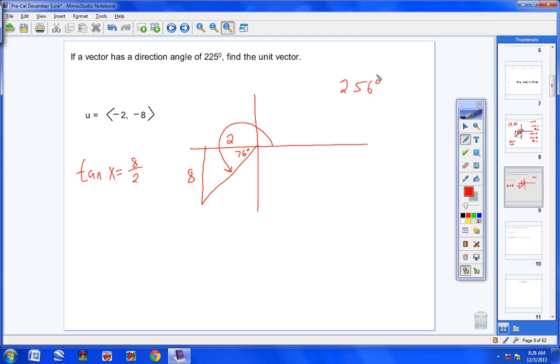So I just found that, all right? And of course, this up here is a totally different problem. Let's get rid of that. There, I found my direction angle.